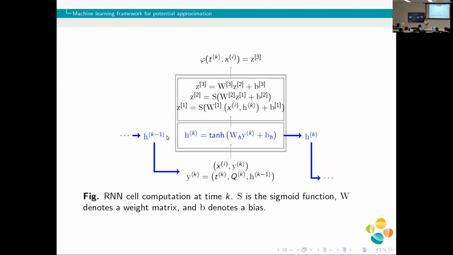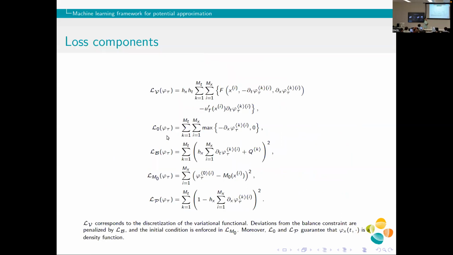You get a hidden state, goes inside this neural network. You get the potential function at the various points. New hidden state goes in, and this is recycled. This block is always recycled. We have now an objective function which consists of the discrete approximation of the functional together with a number of constraints.